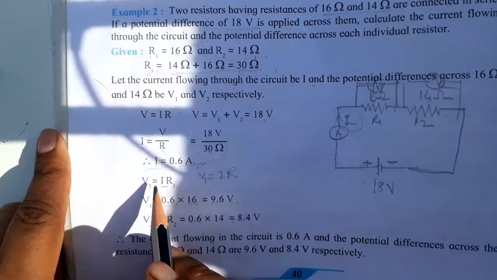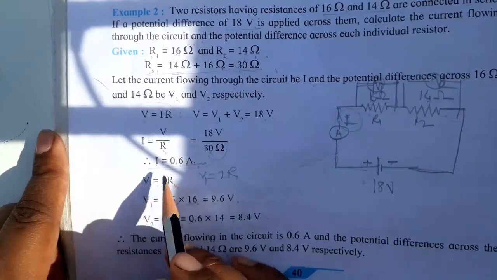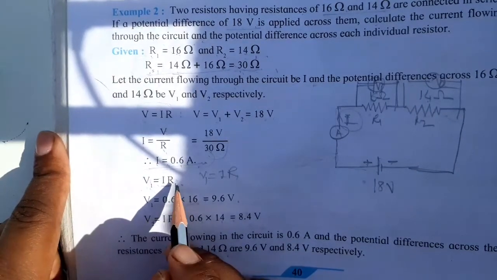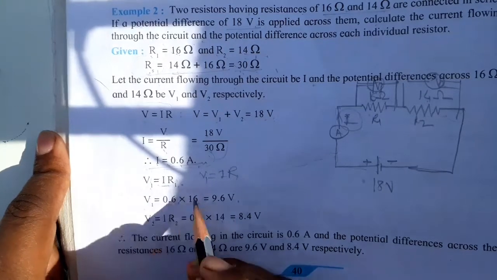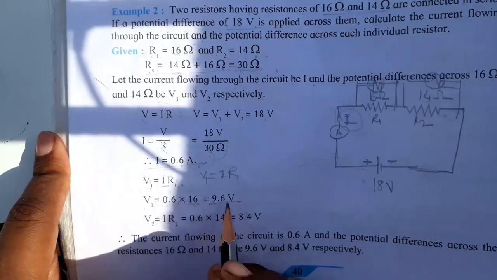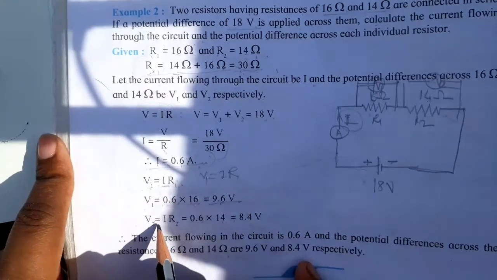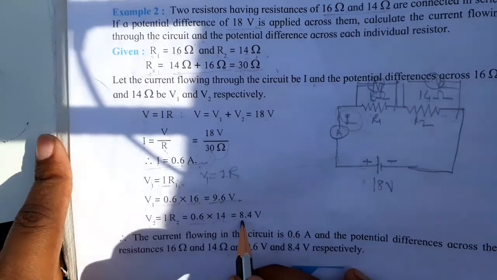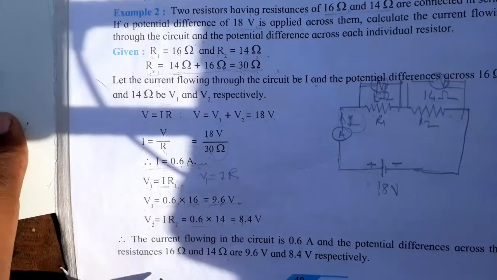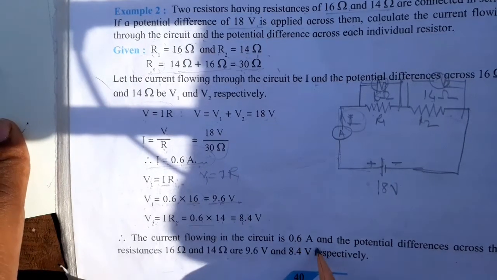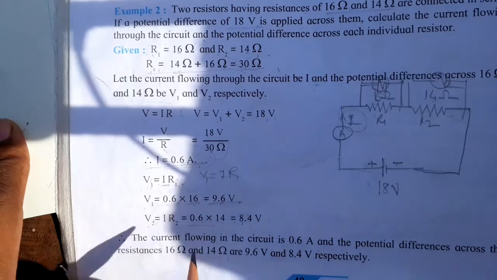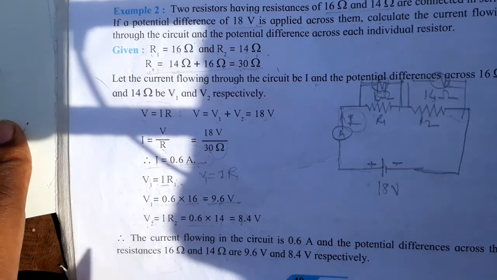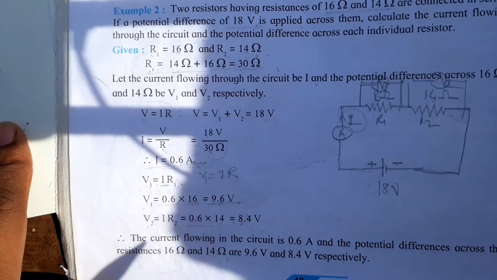Now according to Ohm's law, V is equal to IR, so V1 is equal to I R1. Put the values of I and R1: I is 0.6, R1 is 16, so it becomes 9.6 volt. Now V2 is equal to I R2, which is 0.6 into 14, and it becomes 8.4 volt. So the current flowing in the circuit is 0.6 ampere, and the potential differences across the resistances of 16 and 14 ohm are 9.6 and 8.4 volt respectively.